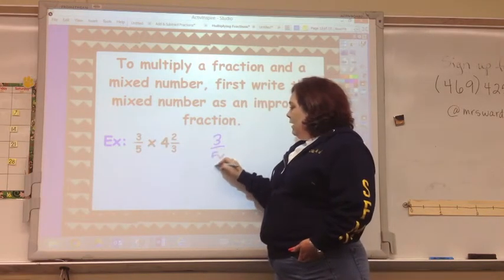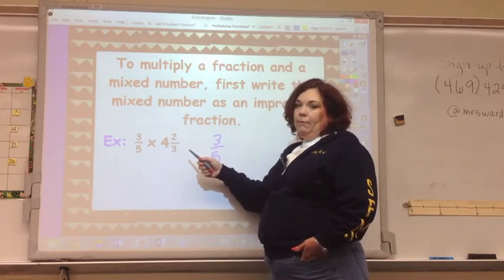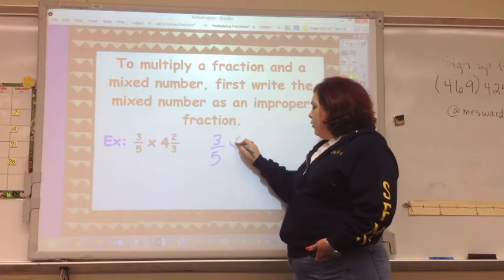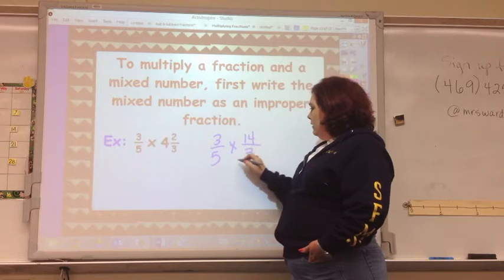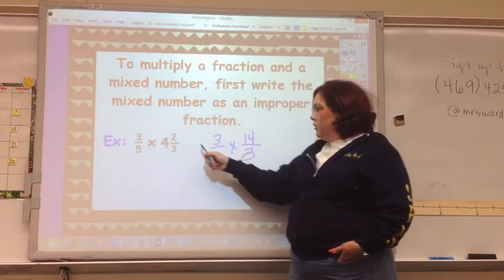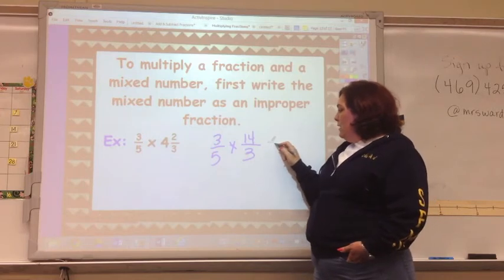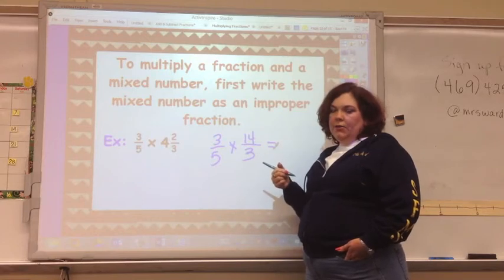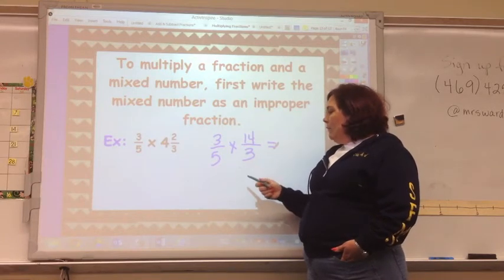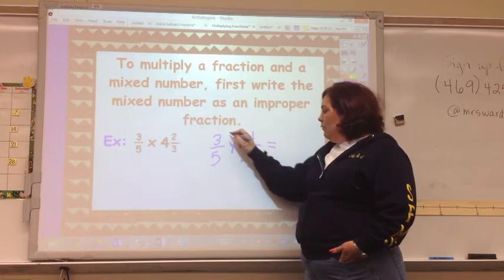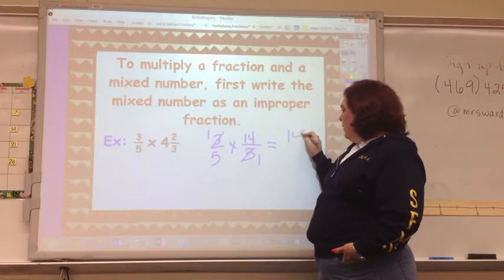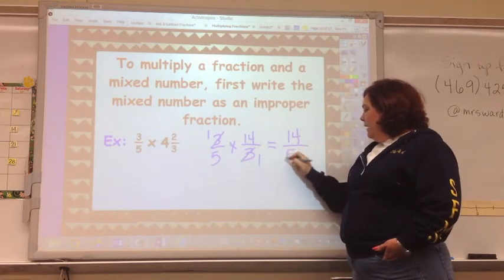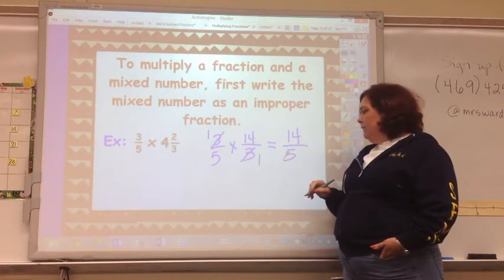So I have 3/5, and then I want to turn this into an improper fraction. So 3 times 4 is 12, plus 2 is 14, and that's over 3. My denominator stays the same, so I've just changed this to an improper fraction. And now, if you remember from yesterday's lesson, it would be easiest to cross cancel here so that I'm not dealing with as big of numbers. I've got a 3 and a 3, so I'm going to make that a 1 and a 1. And so I multiply across. 1 times 14 is 14. 5 times 1 is 5. And so my improper fraction is 14/5.